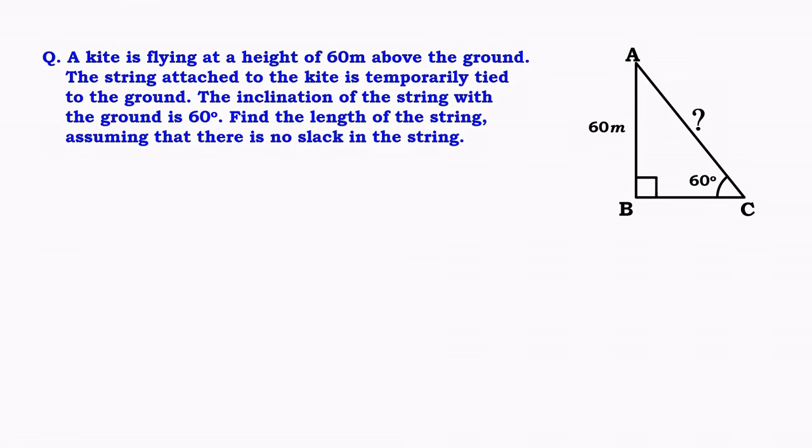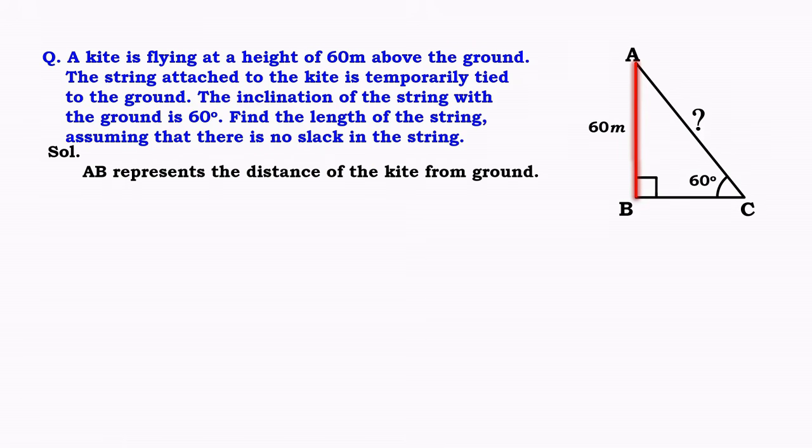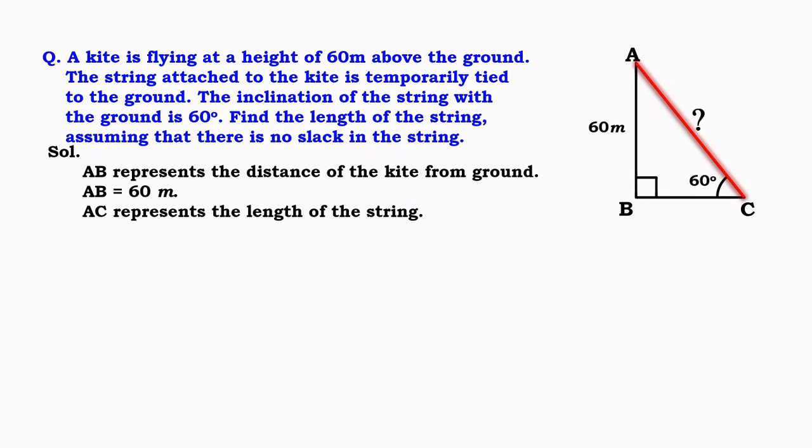Now, let's solve the question properly, step by step, as shown on the slide. We know that AB represents the distance of the kite from the ground. So, AB is equal to 60 meters. Also, AC represents the length of the string, which is what we need to find. We are given that angle ACB is 60 degrees. Now, let's look at this angle.